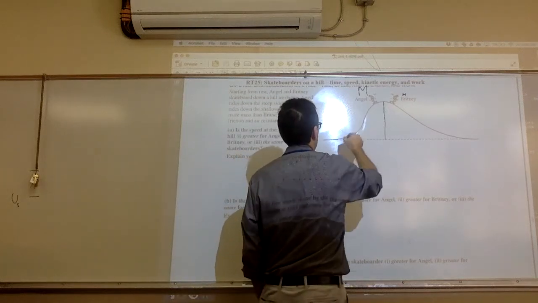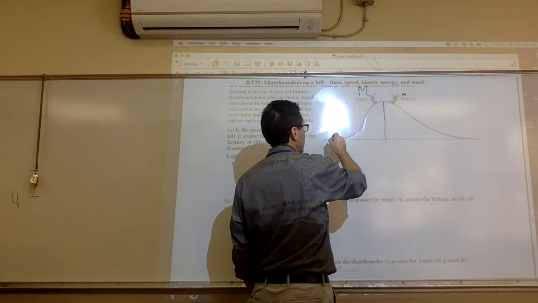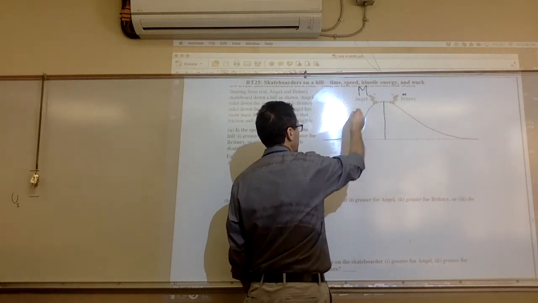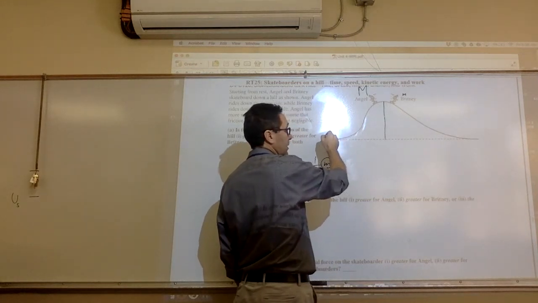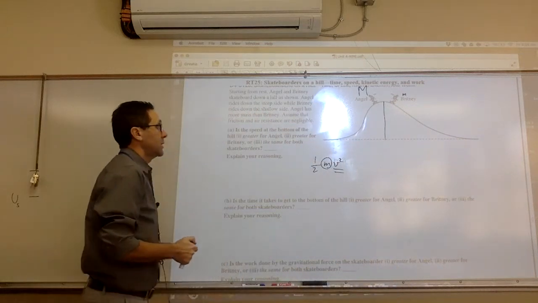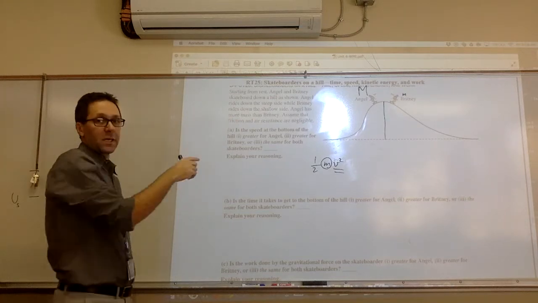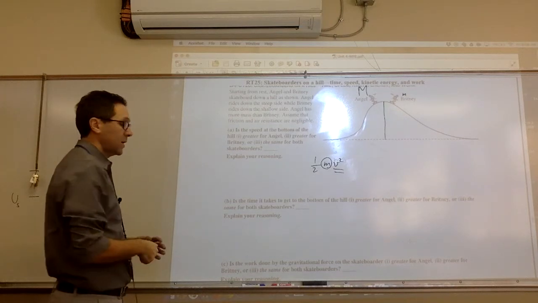If she's sliding down the ramp and something is in the way, if there is a person here and she hits that person, she's going to really hurt that person. The other won't hurt them as much because she has a smaller mass, which means a smaller kinetic energy. So the speed is the same at the bottom, but not the kinetic energy.